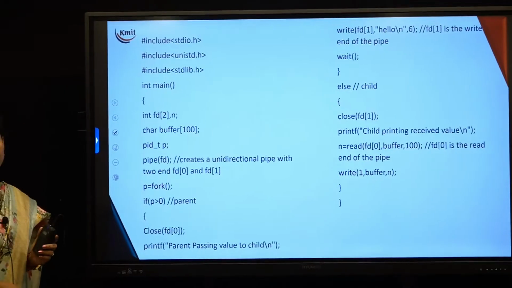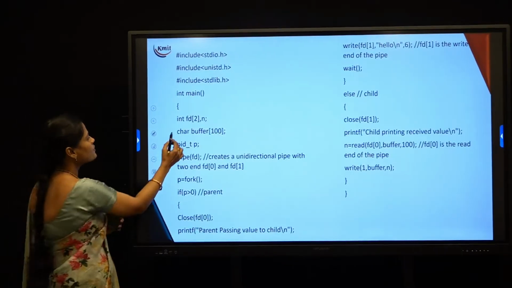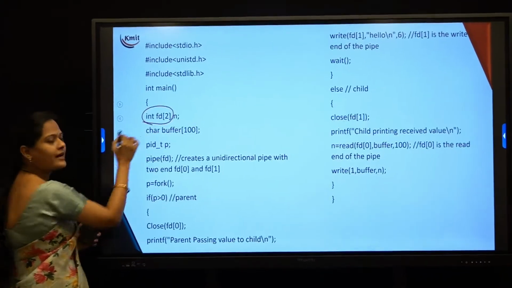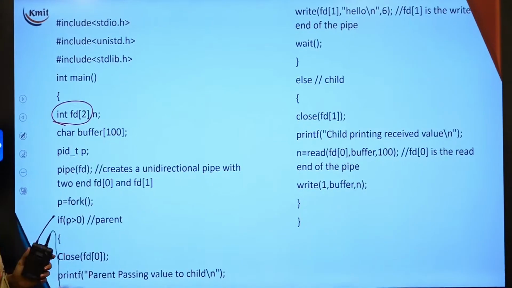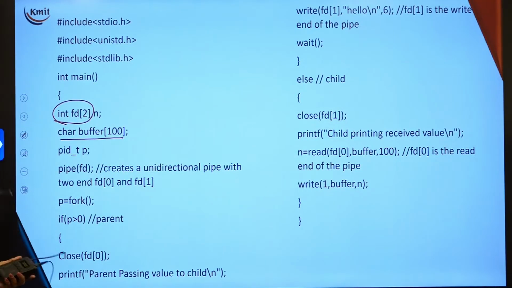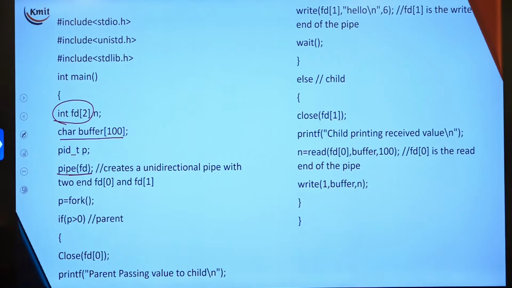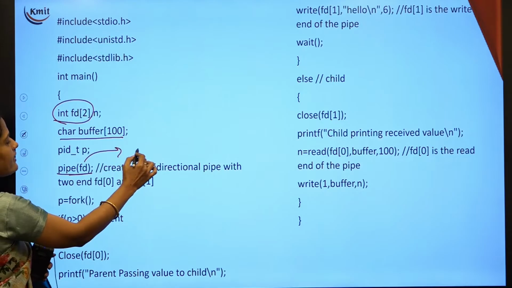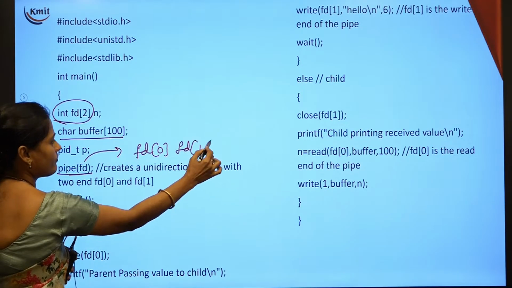Coming to the actual implementation, when you want to pass the information from a parent to a child, as I told you, you require two file descriptors. So, we are declaring an array of size 2 where FD of 0 is for read and FD of 1 is for write. And you have a buffer which will be used as a temporary storage location for putting up your data. Now, this condition, pipe of FD, is used for creating an unnamed pipe, and it in turn gives two descriptors, one is FD of 0, the other is FD of 1.